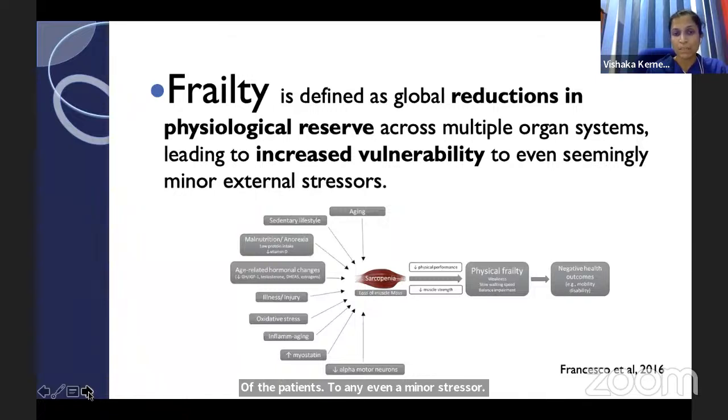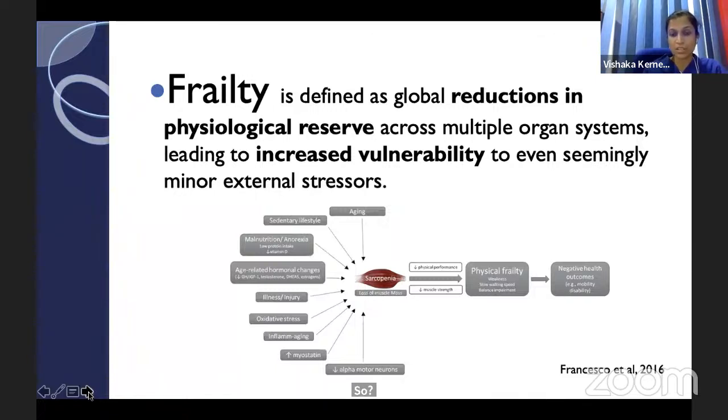So why did this happen to our patients? It is strongly linked to sarcopenia. Frailty is strongly linked to sarcopenia, and sarcopenia and frailty are linked to aging. Not only that, sedentary lifestyle, malnutrition, hormonal changes, and sometimes oxidative stress, and certain disease conditions like end-stage liver disease and end-stage kidney disease, all these can contribute to sarcopenia and frailty.